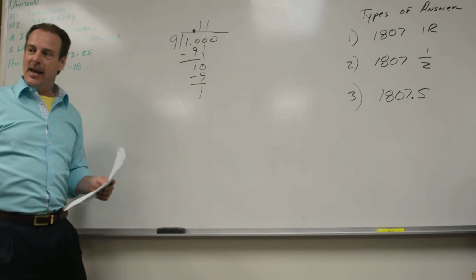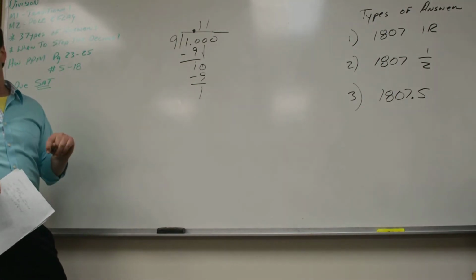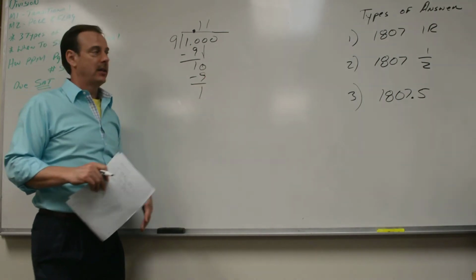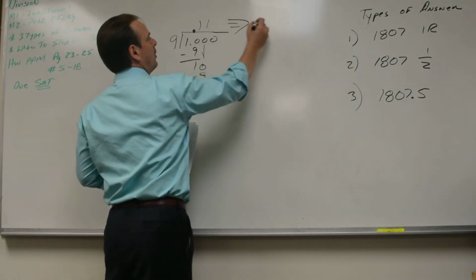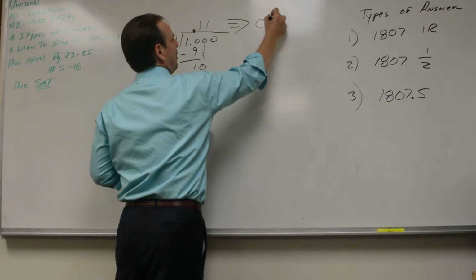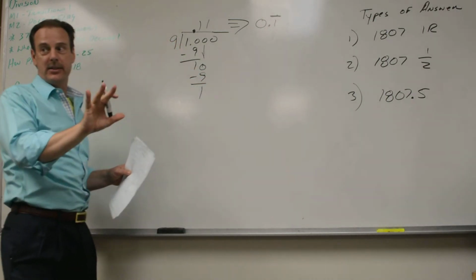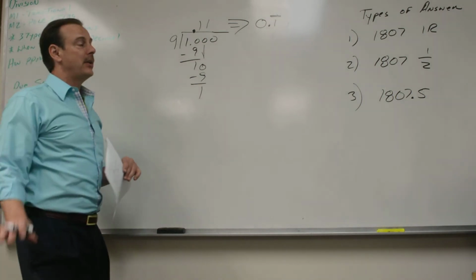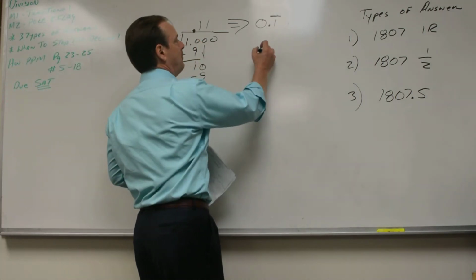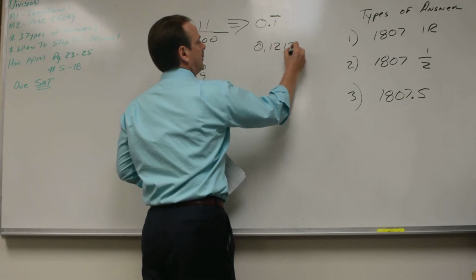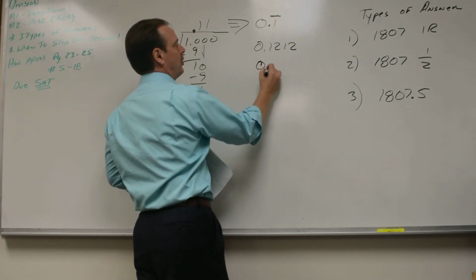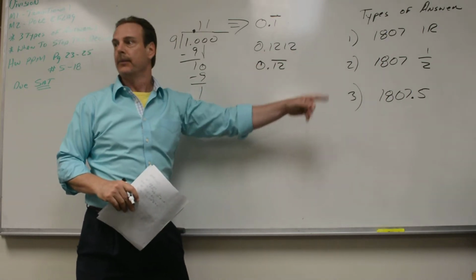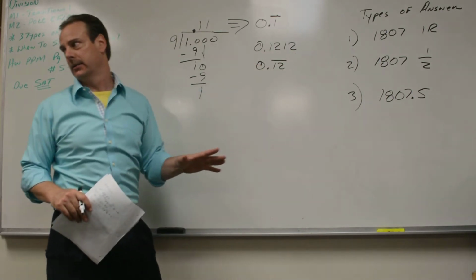So in math, there's something called bar notation. What bar notation says is this number repeats for infinity. So if we wanted to write this answer, we would write it as 0.1 with the bar notation. That means this 1 repeats and goes on forever. Now, it doesn't have to be just 1 digit. Say it repeated like this. You could write that as 0.12 repeating. That's saying the 1 and the 2 repeat. It could be 357. It doesn't matter.